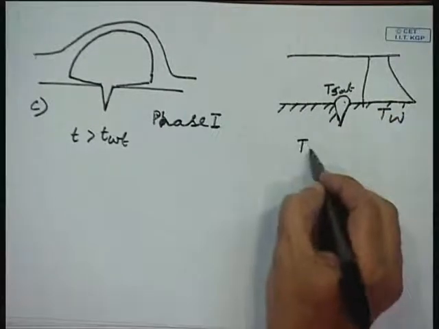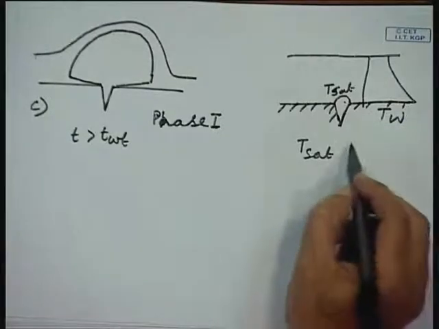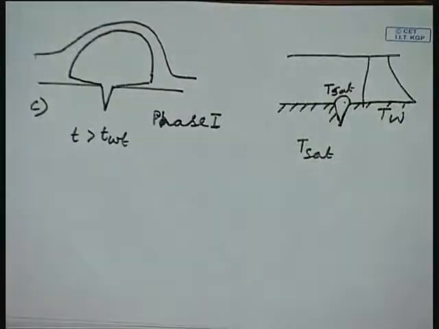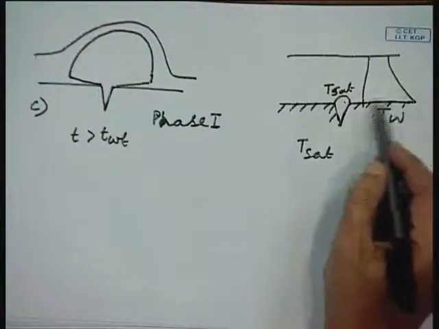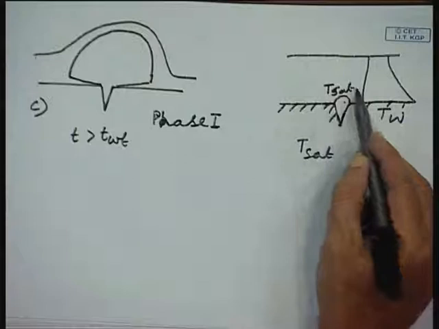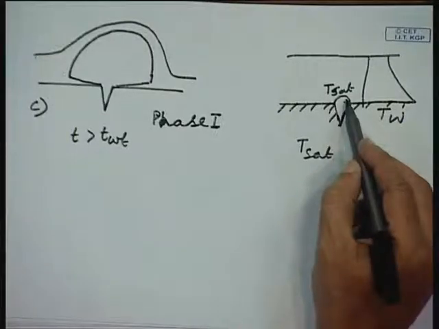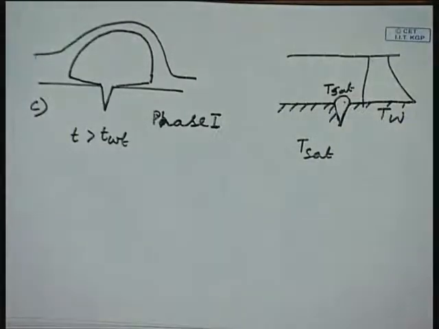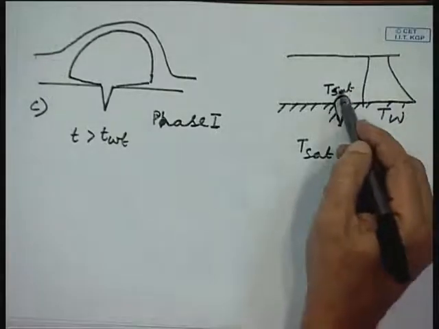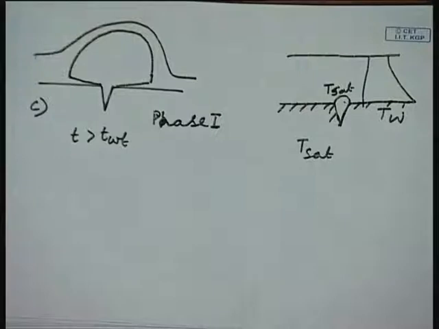So, T sat is the saturation temperature corresponding to the existing pressure. Now, as the T wall is very high, here also temperature is very high. So, what we can find is that there is a large temperature gradient. T sat is really low compared to the surrounding fluid temperature. So, due to this high gradient, what will happen? There will be a large amount of heat transfer.